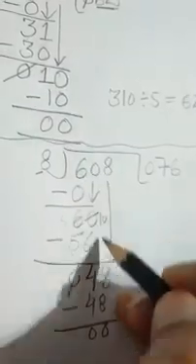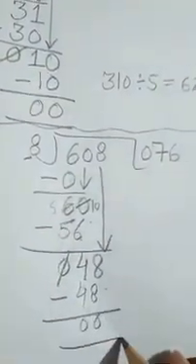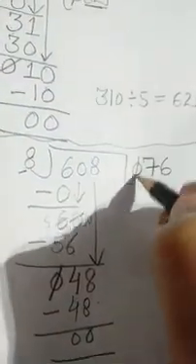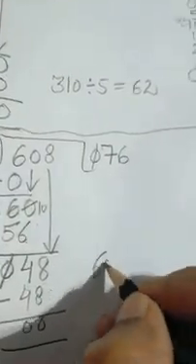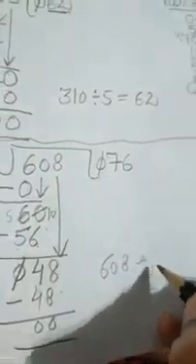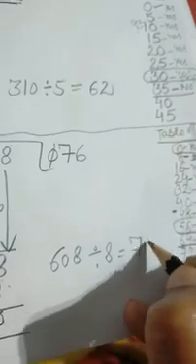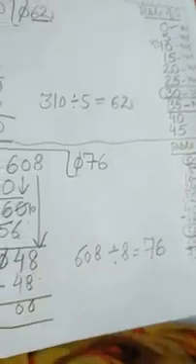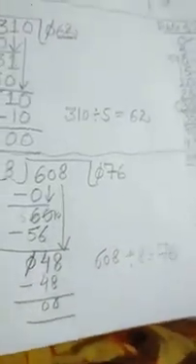Here you can see all the digits have come downside. Now this will be our ending line. So here what answer did we get? We got 608 divided by 8. The answer is 76. The answer is 76.